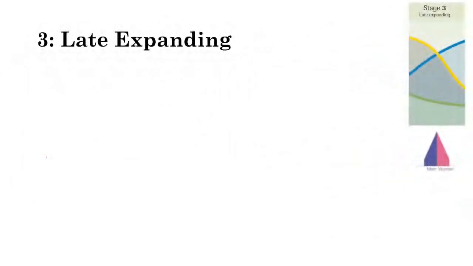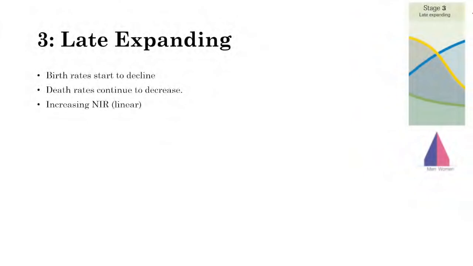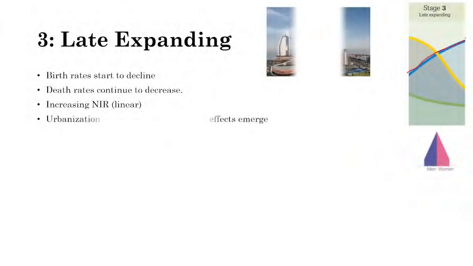Now, late expanding. What happens here? The birth rates, the yellow, start to decline. Death rates will continue to decline, and we still see population growth. So this is the first time birth rates will decline. Death rates continue to decrease. They're not decreasing exponentially, though. We see an increasing natural increase rate. That sounds really strange, an increasing population growth. It's linear population growth. It's no longer exponential growth.